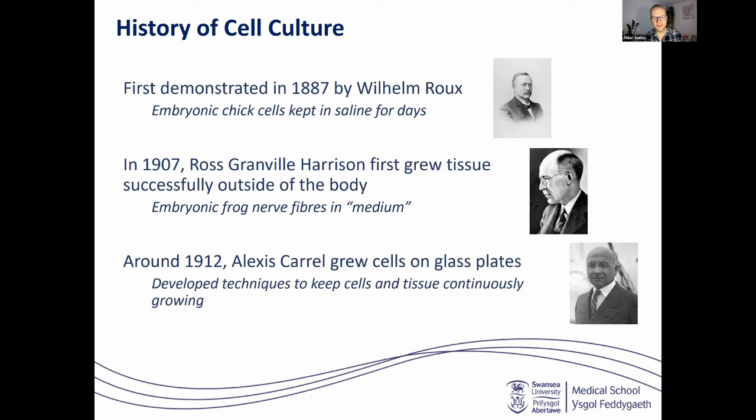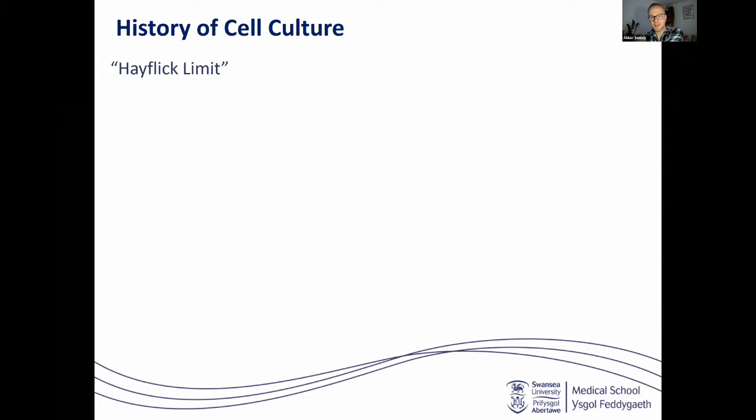And this was the first example of being able to keep cells and tissues continuously growing in the lab. So we've been doing this for a very long time. The issue with growing cells in the lab, after we kind of worked out how do we do it, how do we grow them on a piece of glass, was actually that cells would grow for a while and then they would suddenly stop. And for a long time, we didn't really know why cells would survive and keep growing and then just stop. It's not like someone says, okay, no more, please stop. These cells just seem to have a natural clock which stopped them from growing anymore. And we now know this is because of something called the Hayflick limit.